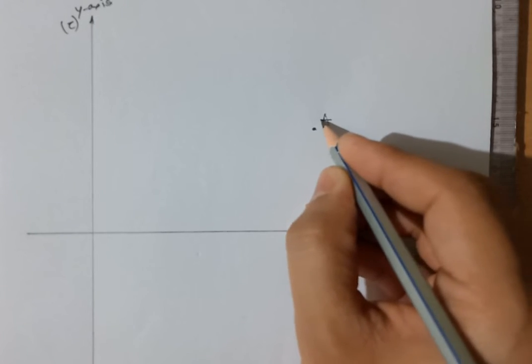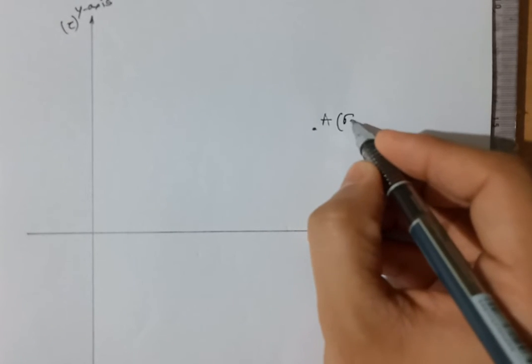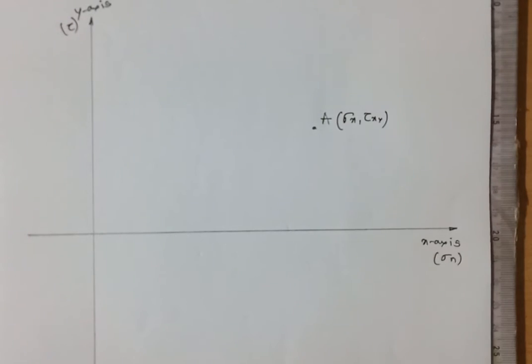So what are the coordinates of plane A? Coordinates of plane A are sigma x and tau xy, right? Now similarly, I need to check out and plot plane B, whose coordinates are known. Coordinates are sigma y and minus tau yx, right? Coordinates I have taken in the first step. So sigma y and minus tau yx. One thing to be noted here is tau xy and tau yx are equal in magnitude, right? And the directions are different, right?